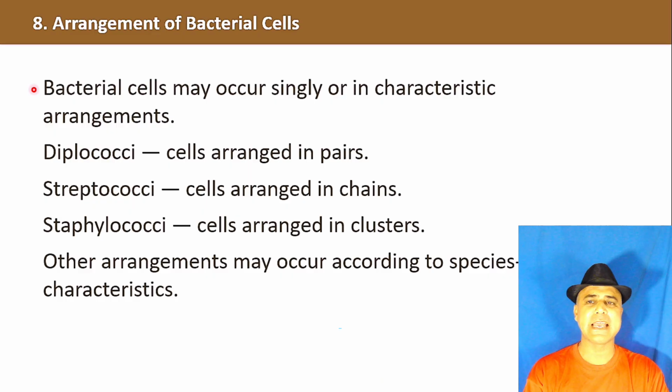Arrangement of bacterial cells, how bacterial cells arrange themselves. Bacterial cells may occur singly or in characteristic arrangements. Diplococci, cells arranged in pairs. Streptococci, cells arranged in chains. Staphylococci, cells arranged in clusters. Other arrangements may occur according to species-specific characteristics.